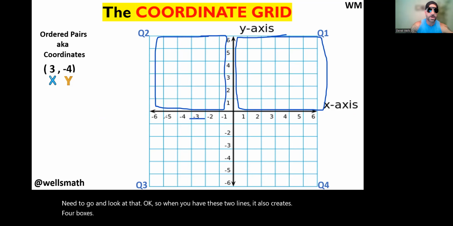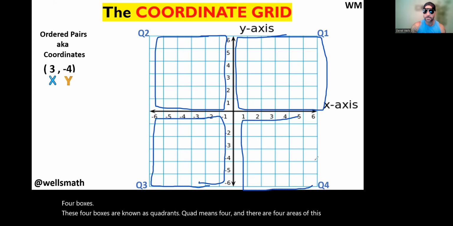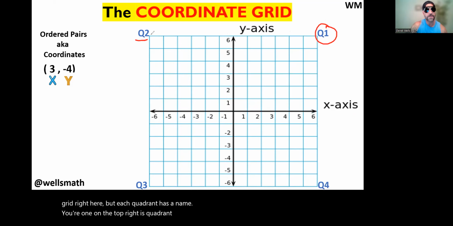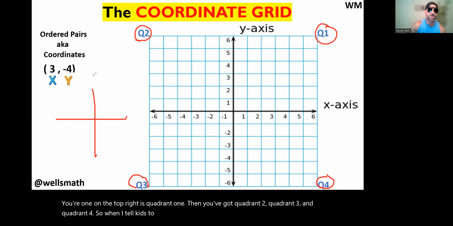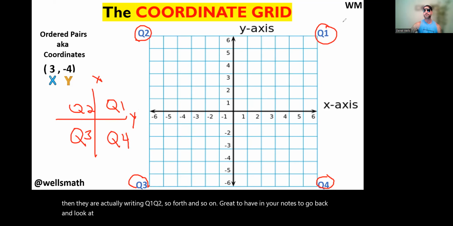These four boxes are known as quadrants. Quad means four, and there are four areas of this grid right here. But each quadrant has a name. Your one on the top right is quadrant one, and you've got quadrant two, quadrant three, and quadrant four. So when I tell kids to put this in their notes, they're putting the X and the Y here, and then they are actually writing Q1, Q2, so forth and so on. Great to have in your notes to go back and look at it, okay?